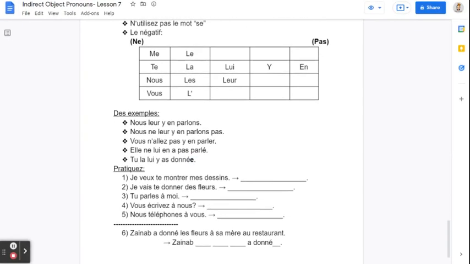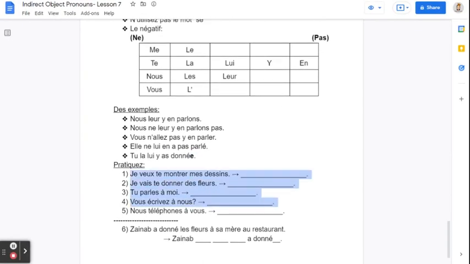Pratiquez. So here are some practice questions for you. And if you want to do a little bit of a challenge, you could try number 6, where there are multiple object pronouns for you to identify and properly put in the second sentence. So I've already given you hints on how many there are. And there's something after donne, so you have to identify what that's going to be. But I'll put the answers to all of these in the description box.